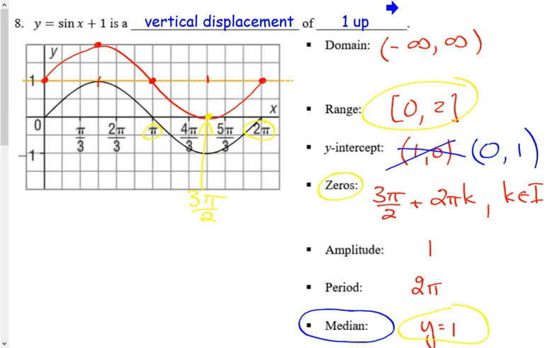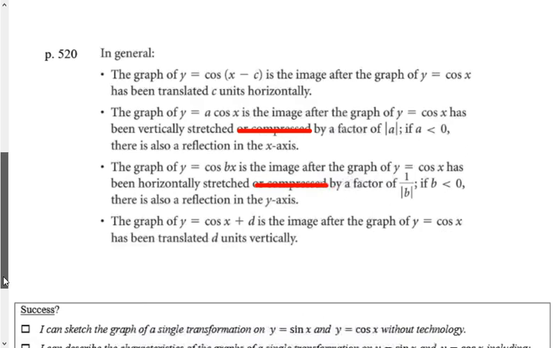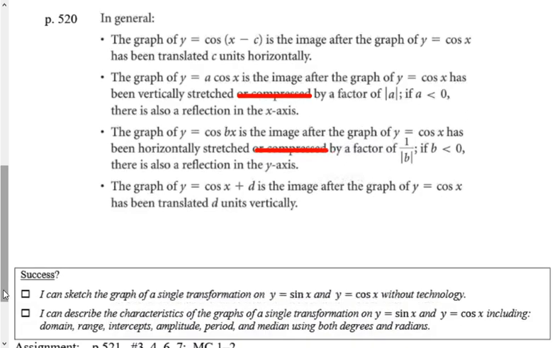Okay. Let's just look at this at the bottom of the page. This is taken straight from your workbook. So rather than retyping it, I just copied it out of there. So, first of all, cosine is basically the same idea. So if I have cosine of x minus c, then we'd say it's been translated c units horizontally. That would be a phase shift.